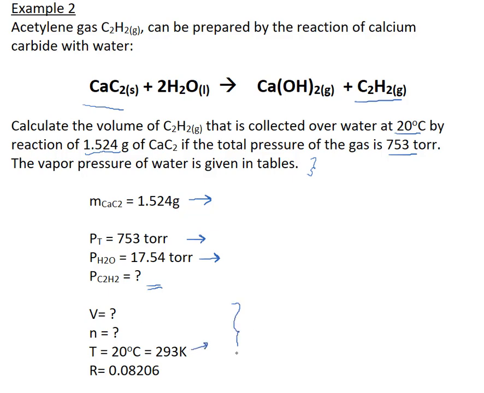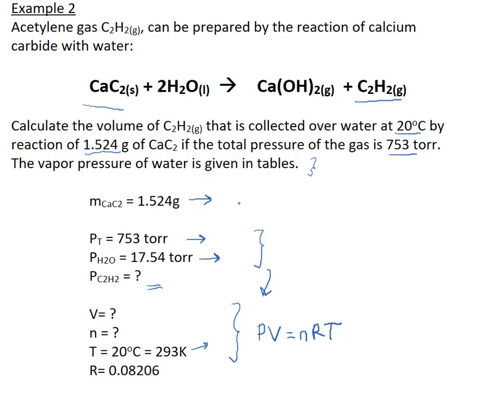What I have started here is I'm thinking about the fact that I want to use PV equals nRT to solve this problem. So I've made a list of my variables. To solve this, I'm going to need my moles. My list here is to help me identify the pressure that I'm going to be able to apply to my ideal gas law. And my starting point is the fact that I've got my mass of calcium carbide.